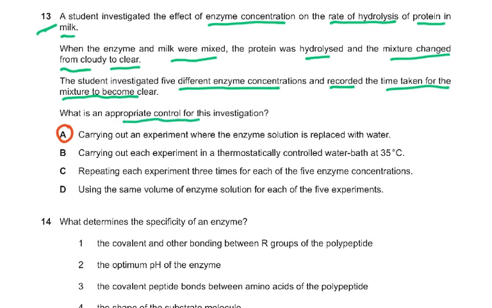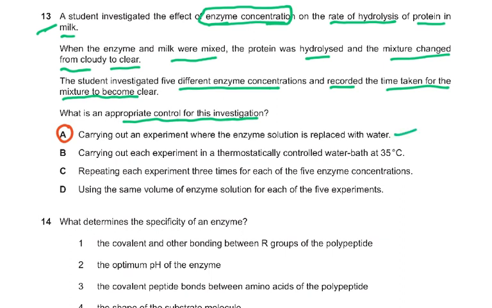What is an appropriate control for the investigation? Whenever we're doing enzymes, we say, okay, control means comparison. So the enzyme must either be boiled and cooled, or instead of enzyme, we use a water solution. If still the reaction takes place, then of course we know it's not the enzyme, there is something else which is working. So what is an appropriate control? Carrying out an experiment where the enzyme solution is replaced with water. So that was the answer.